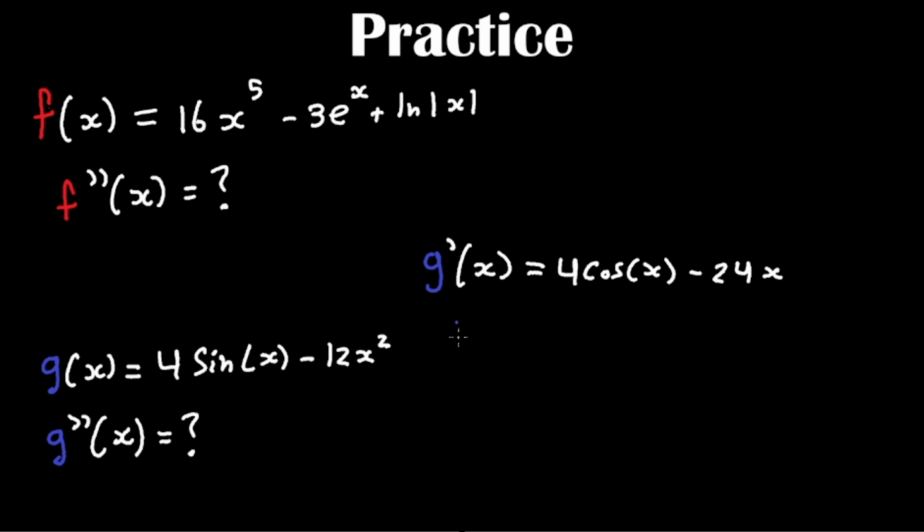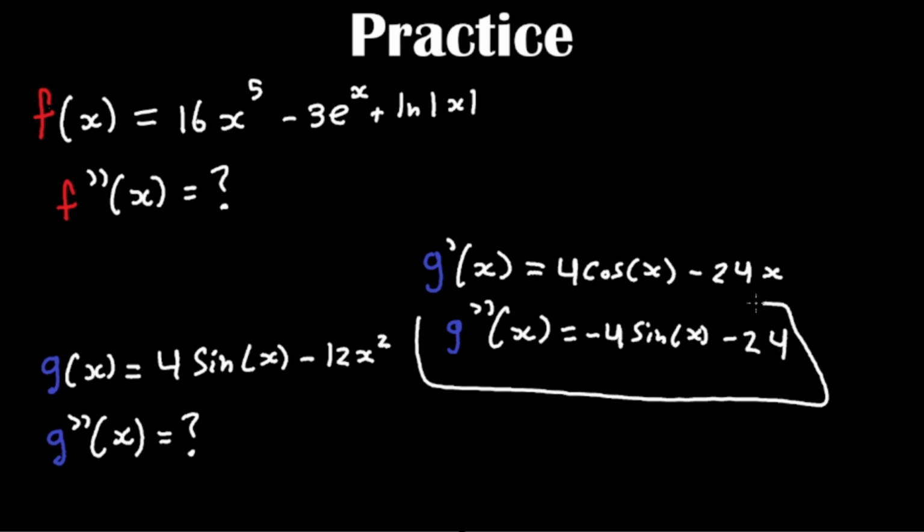Now we differentiate once more. The derivative of cosine of x is minus sine of x. So the derivative of 4 cosine of x is negative 4 sine of x. And then negative 24x differentiates to negative 24. So that is our final derivative.